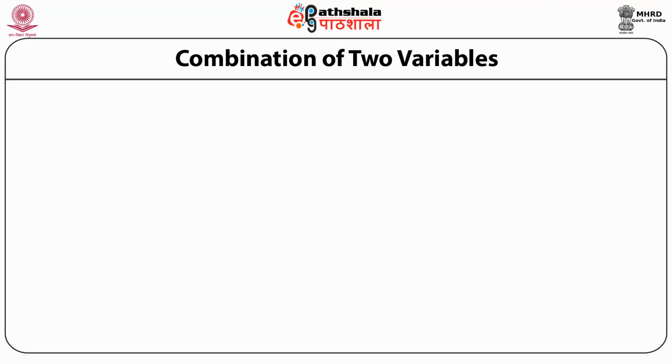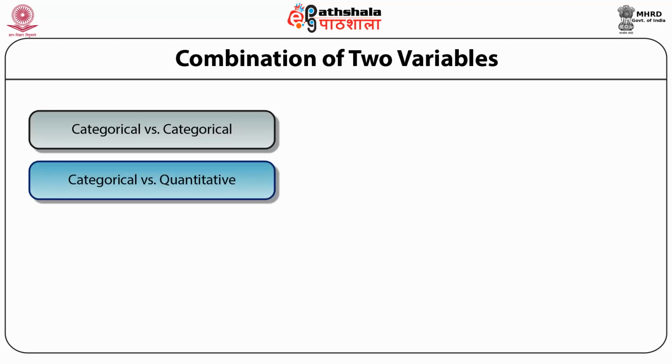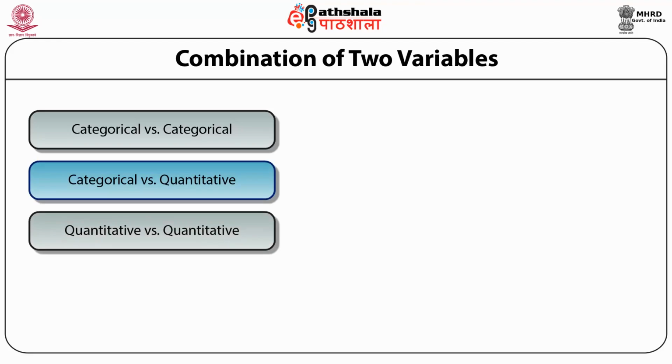If we consider two variables taken together, then three types of combinations are possible. First is categorical versus categorical. Second, categorical versus quantitative. Third, quantitative versus quantitative. All the tests depend upon this type of comparison. When we consider two variables, it is known as bivariate analysis.